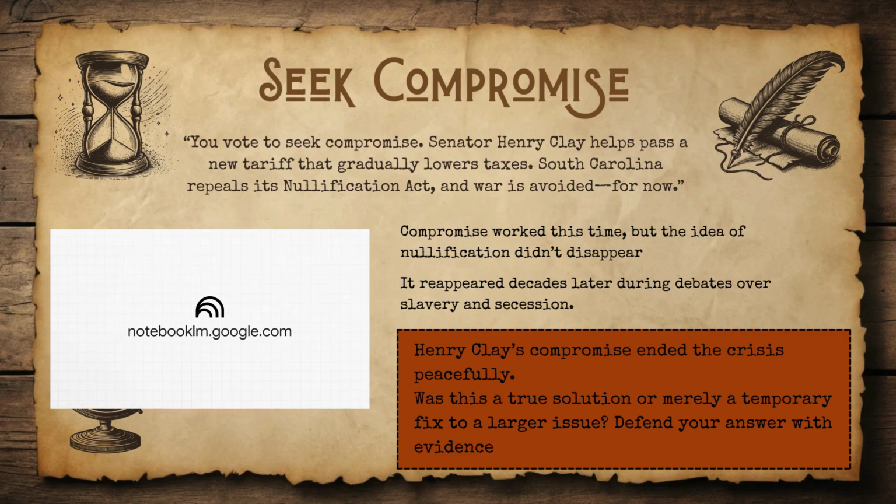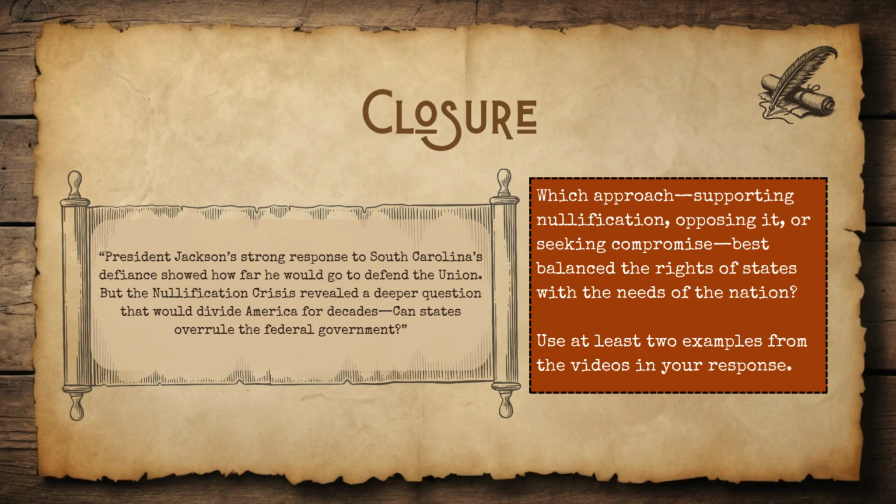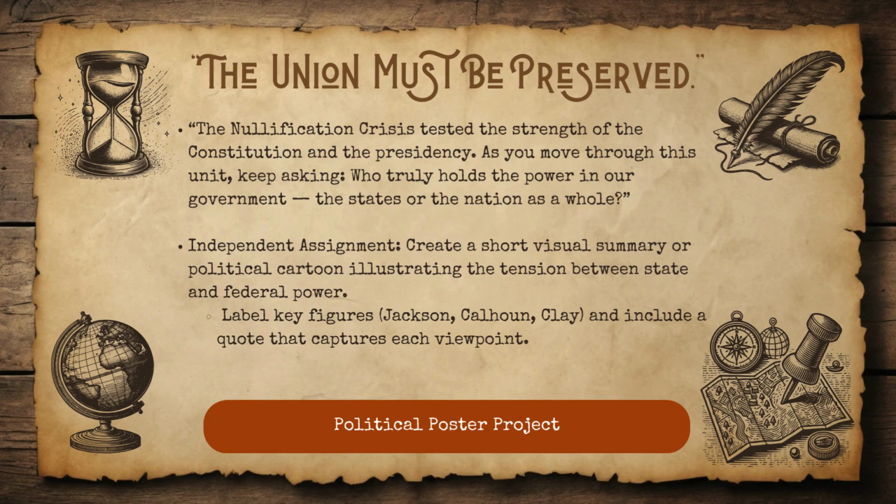Once all three perspectives have been viewed, you will compare the options side by side. Think about motivations, consequences, and underlying values. After you have thought through these ideas, determine which approach, supporting nullification, opposing it, or seeking compromise, best balances the rights of states with the needs of the nation. Be sure to back up your answers with evidence from the videos. The nullification crisis tested the strength of the Constitution and the presidency. As you move through this unit, keep asking, who truly holds the power in our government, the states or the nation as a whole? Now let's move into your independent assignment.